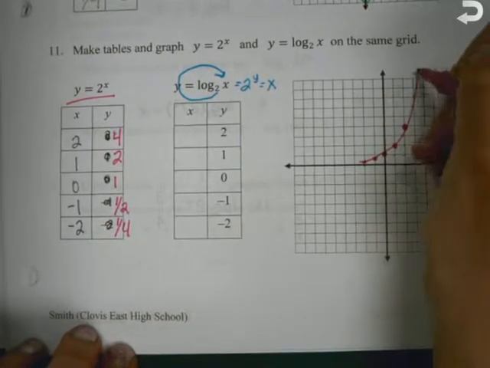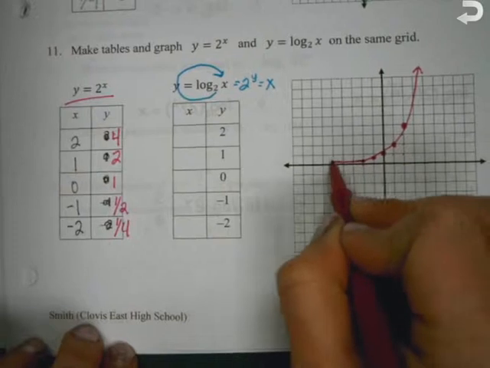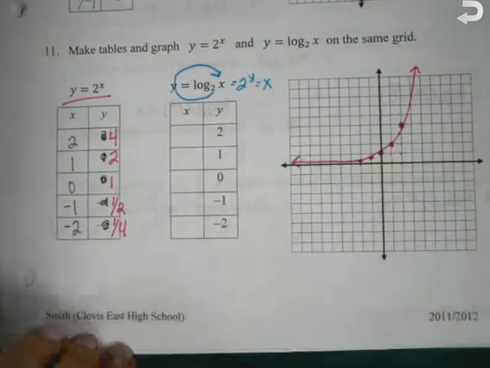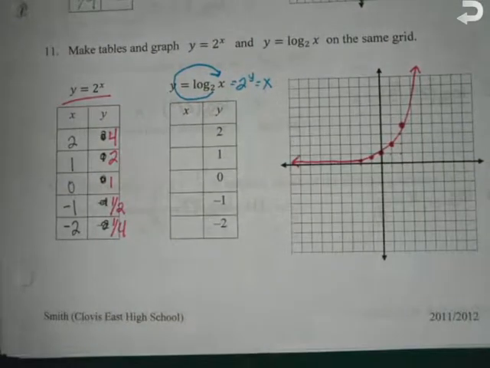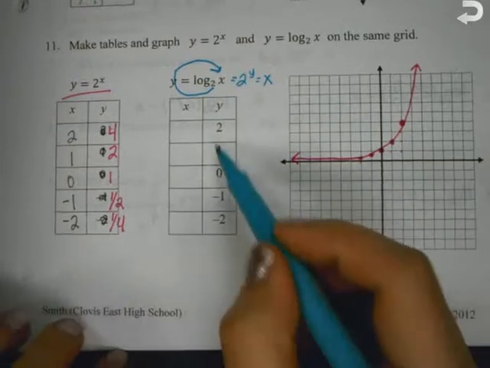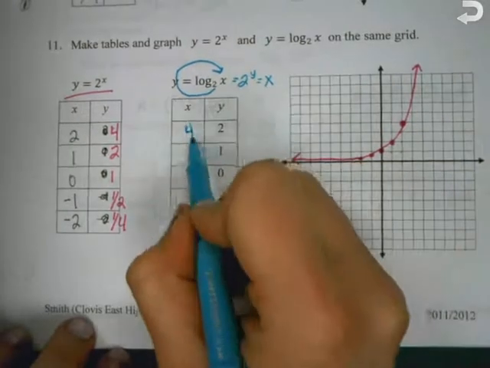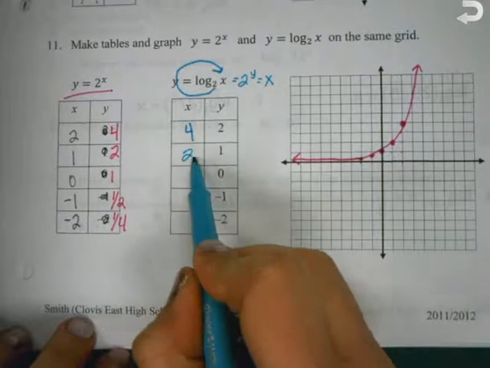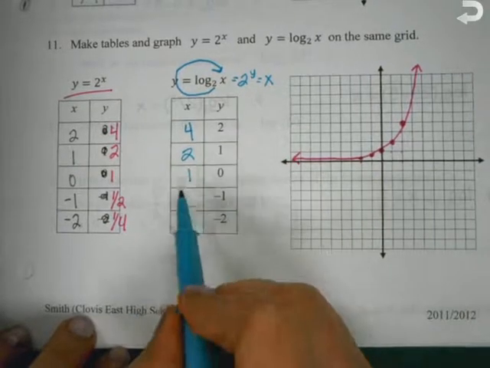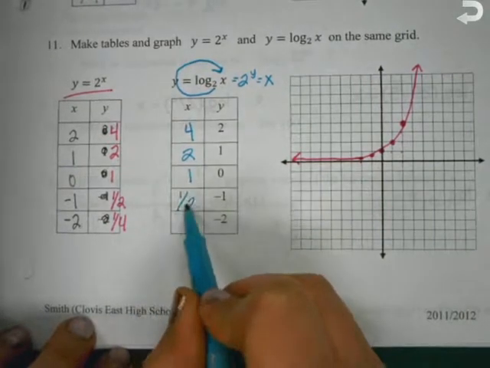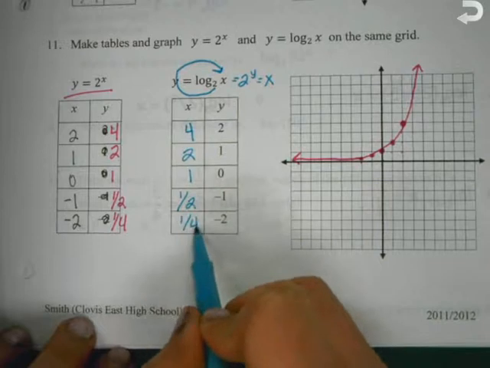Okay. Now let's look at the blue one. So I plugged in numbers for y. So if y is 2, x is 4, 1, 2, 0, 1, negative 1, 1 half, and negative 2, 1 fourth. Okay, let's graph that one. This one is going to look a little bit different. First point is 4, 2. So 1, 2, 3, 4, up 2. 2, 1 is the next point.